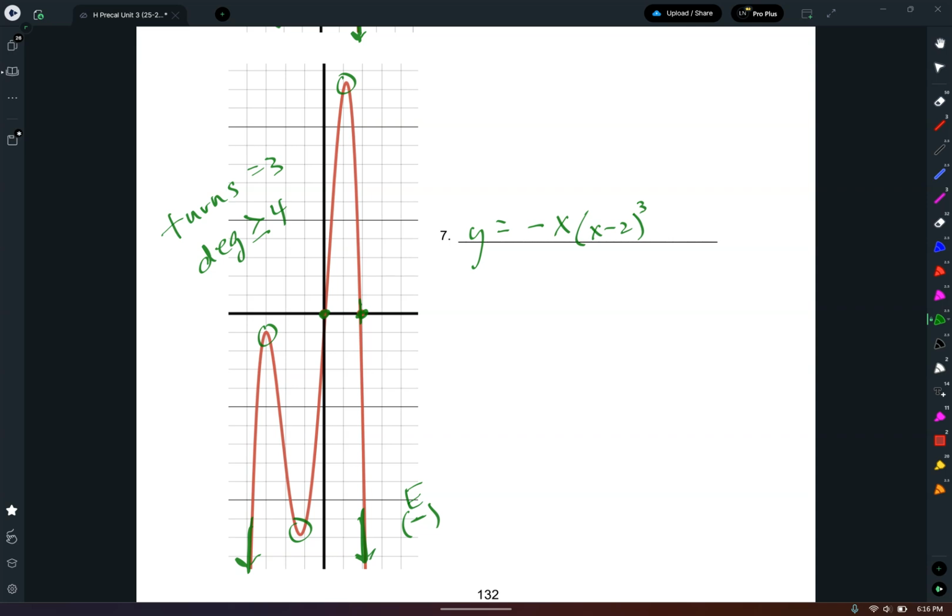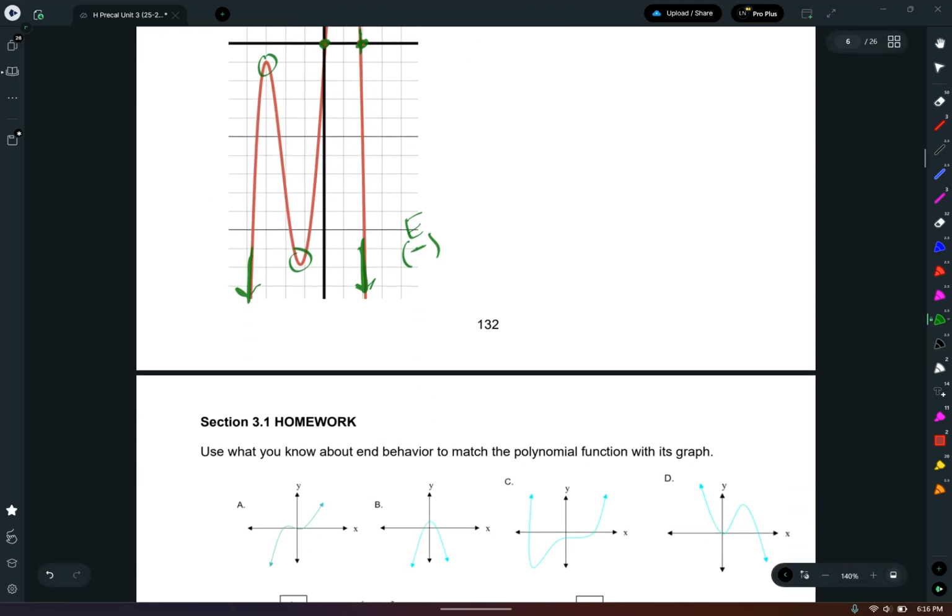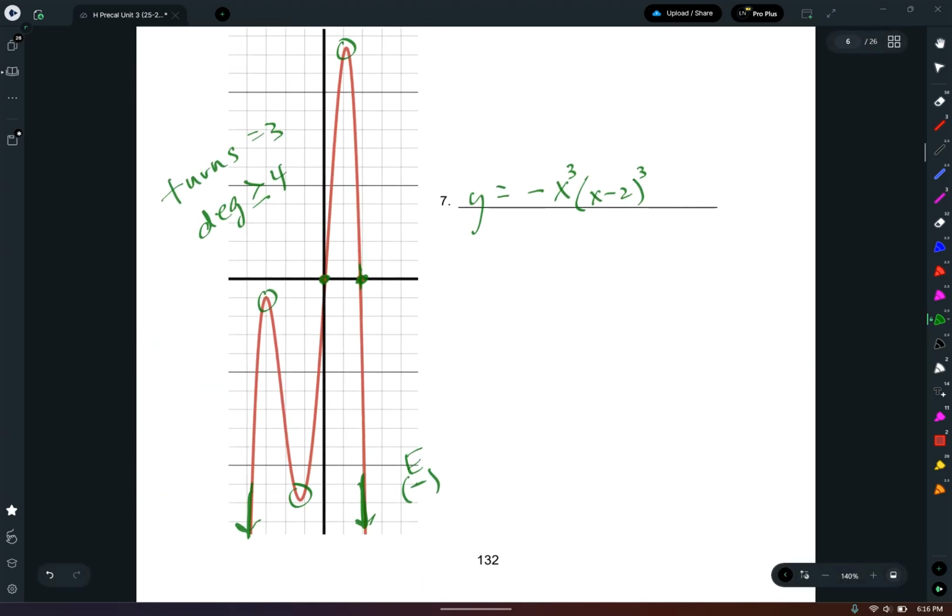That would work. If I wanted to, I could put a cube here. Right now my degree is 6. Again, that would work. So there's options within certain parameters. Okay, so that is section 3.1.